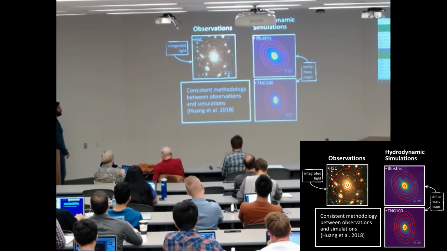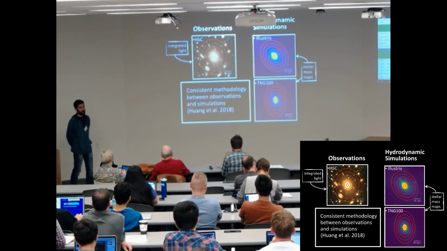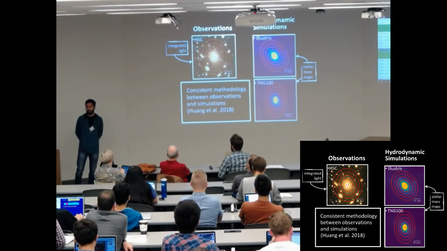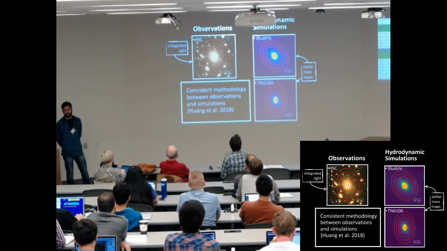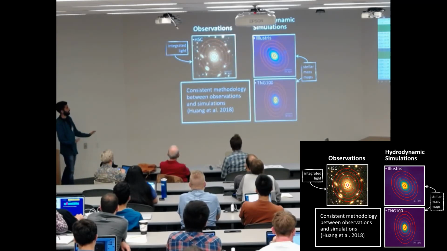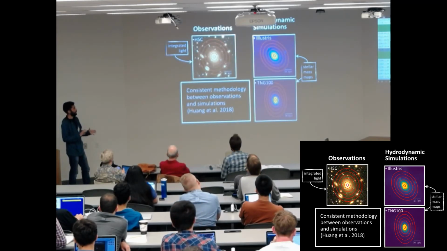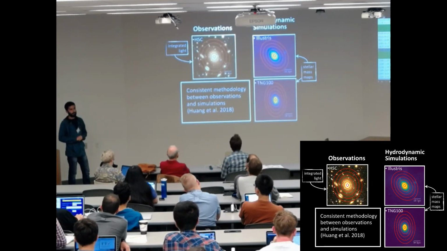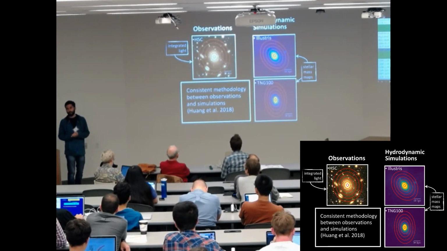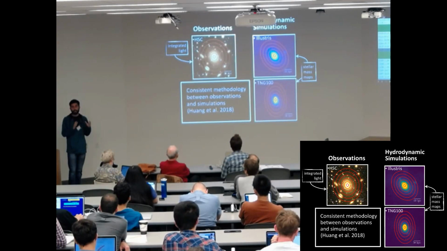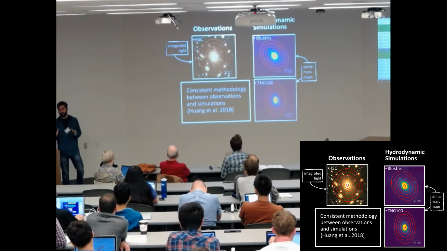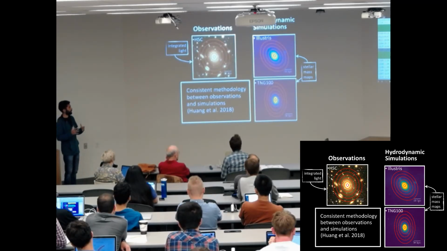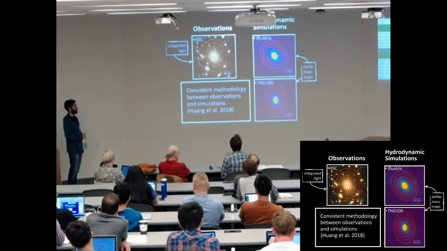So we heard from Song yesterday about his work studying the stellar profiles of massive galaxies in HSC. So I won't go into a lot of the details about the technique there, but the important point to make here is that we're using the same methodology to analyze both our HSC observations and our simulation galaxies. And so this allows for a consistent comparison between the two.